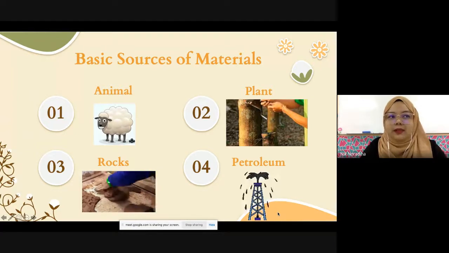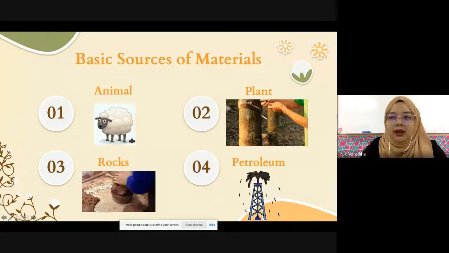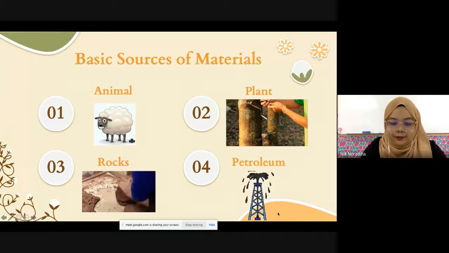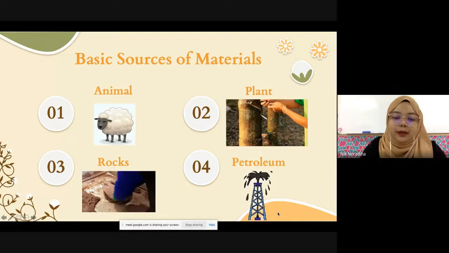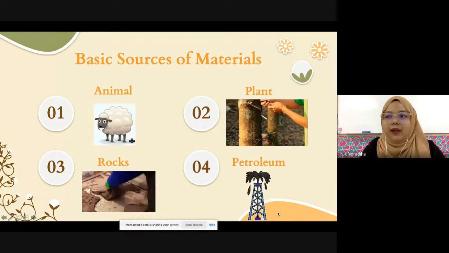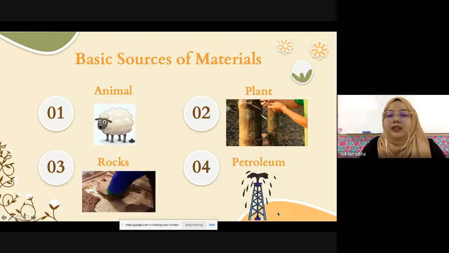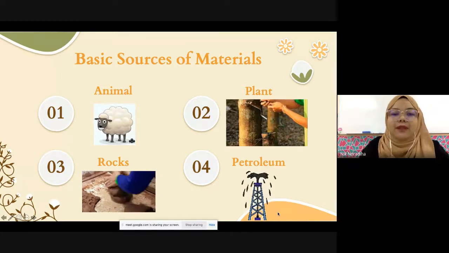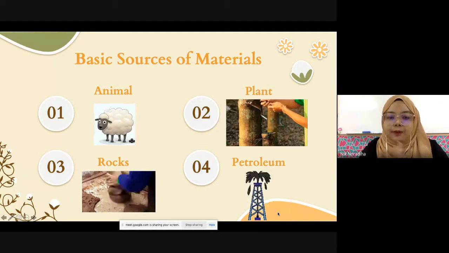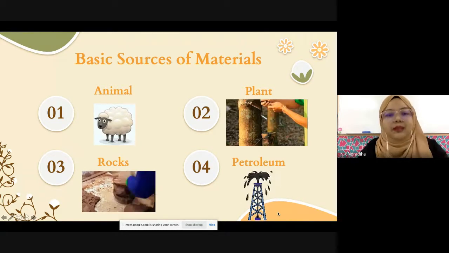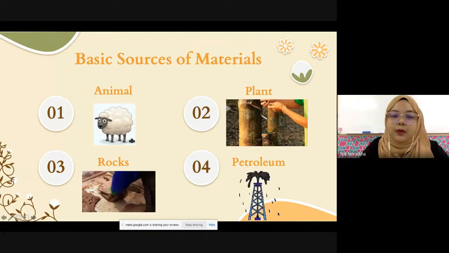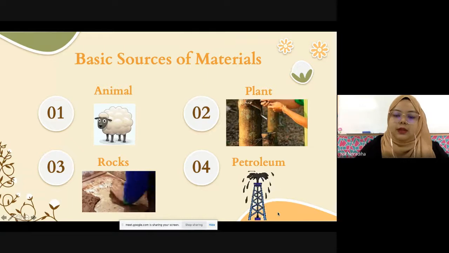After they die, the remains of their bodies will combine together with the soil and it will produce oil. Then we will extract that oil as petroleum. That's why it is very expensive. So remember, all materials around us have basic sources. We have four: the first from animals, the second from plants, the third from rocks, and the fourth from petroleum. Okay, so let's see further.